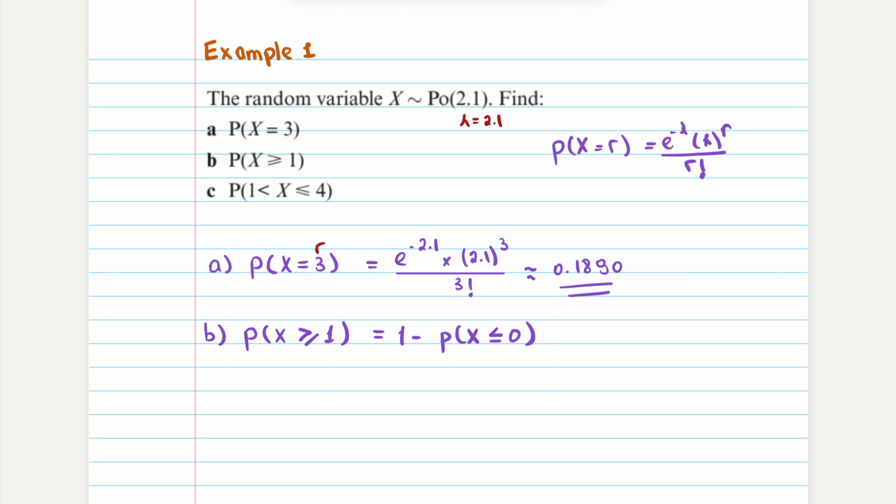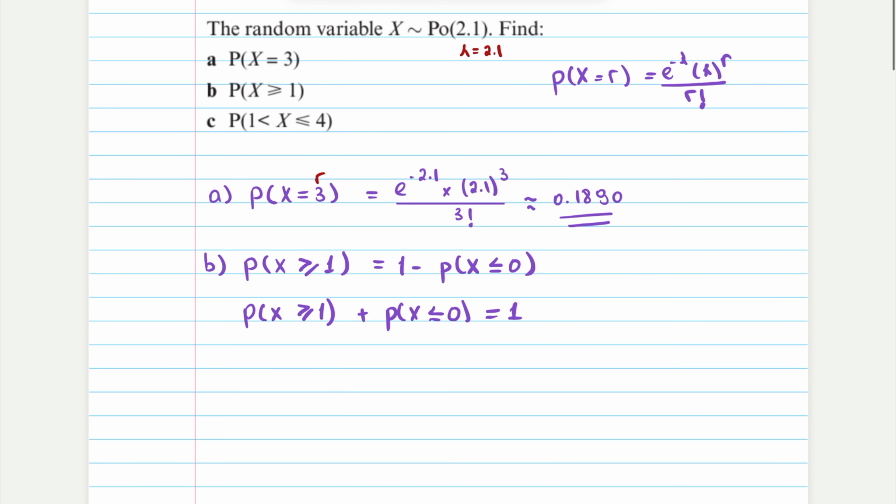In other words, we know that the probability of x being greater than or equal to 1 plus the probability of x being less than or equal to 0 is always equal to 1. The probabilities add up to 1 all the time.